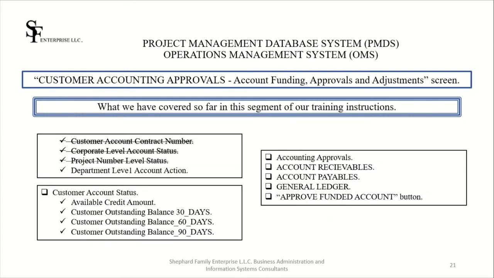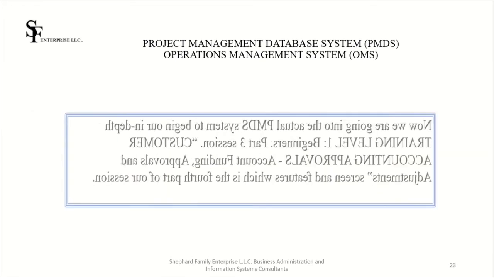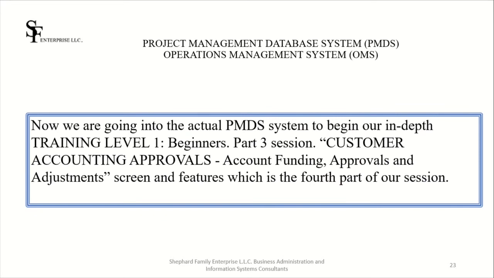And then we went through the customer contract number, which we'll go through when we go into the actual database, corporate level account status, project number level status, department level status. A lot of these things we'll cover once we go into the actual database. Now we go into the actual PMDS system to begin our in-depth training level 1 beginners part 3 session: customer account approvals, account funding approvals, and adjustment screen and features, which is the 4th part of our session.